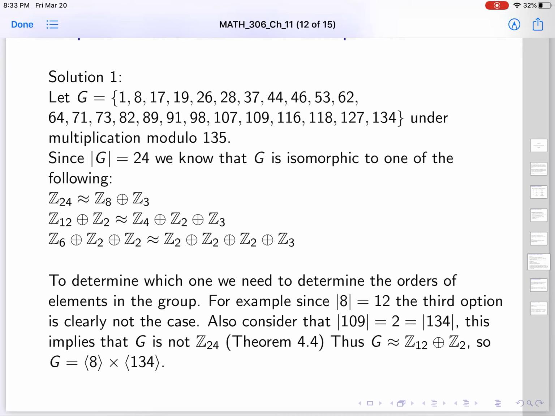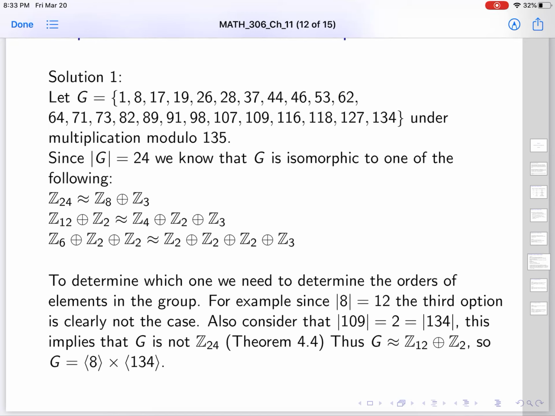It's either isomorphic to Z24, which happens to be isomorphic to Z8 external direct product Z3, or it's isomorphic to Z12 external direct product Z2, which is isomorphic to Z4 external direct product Z2 external direct product Z3, or it could be isomorphic to Z6 external direct product Z2 external direct product Z2, which is isomorphic to Z2 external direct product Z2 external direct product Z2 external direct product Z3. I don't think I said too many Z2s.